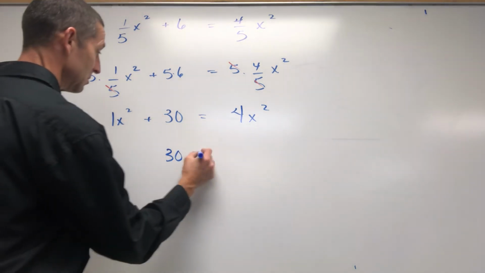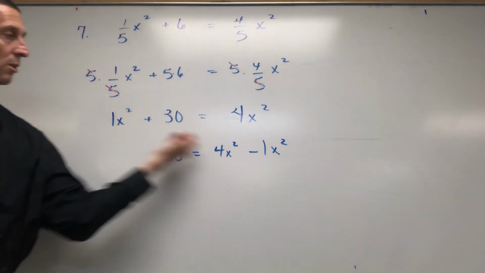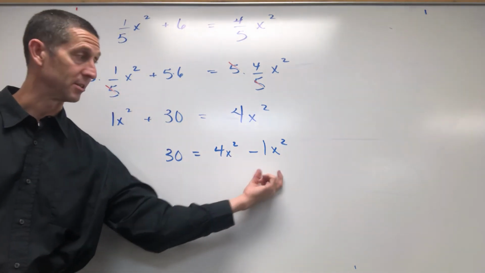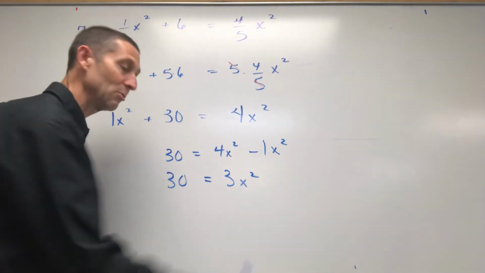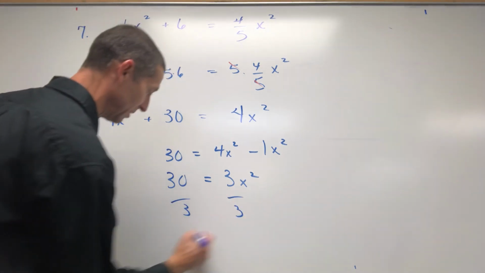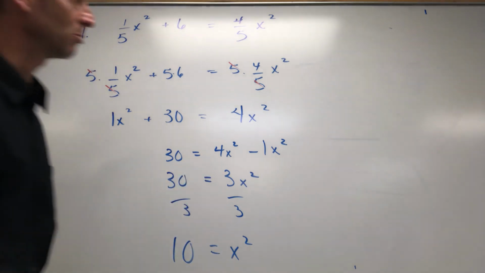Here we go. Let's put those x squareds together. So the 1x squared, let's get it on this side, like terms together. If you have 4x squareds and you take away 1x squared, you have 3x squared. All right, divide by 3, divide by 3. Oh, now we're close. We have 10 equal to x squared.